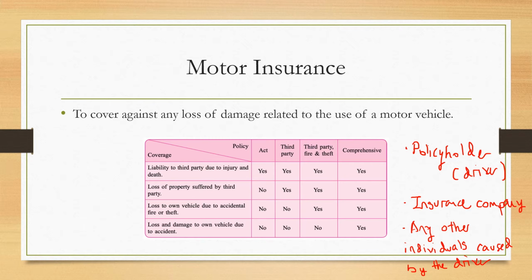Caused by the driver. There we go. Now, you look at this table right here. As you can see, the three parties: due to injury or death, property suffered by third party, loss to own vehicle due to accidental fire or theft, and loss and damage to own vehicle due to a particular incident. We have three main policies right here: the third party, fire and theft, and the comprehensive policy. Now we're going to learn how to calculate for all these three policies right here.